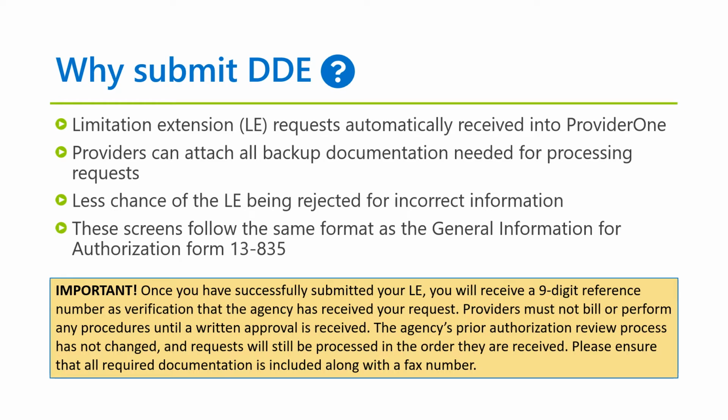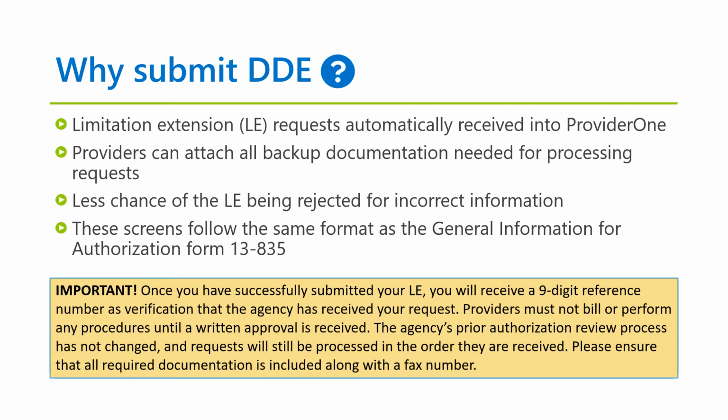The requests are automatically received into ProviderOne. You can attach all backup documentation needed for processing requests, and there is less chance of the request being rejected for incorrect information. The fields you submit the information in follow the same format as the General Information for Authorization Form 13-835. Providers can continue to submit by fax if they choose not to enter and submit them directly through ProviderOne, but we strongly encourage that you enter them directly into the system.